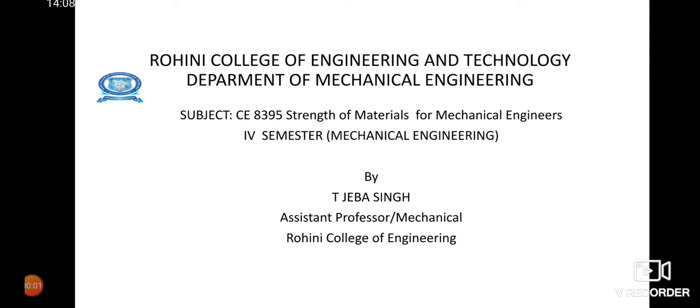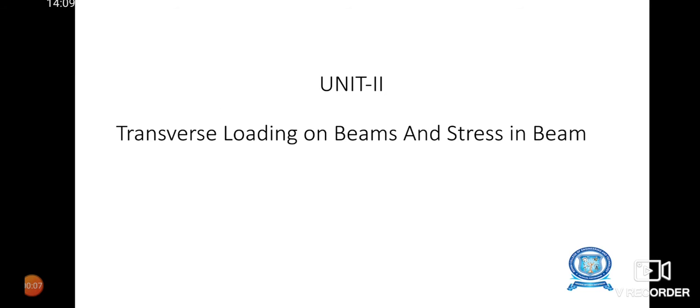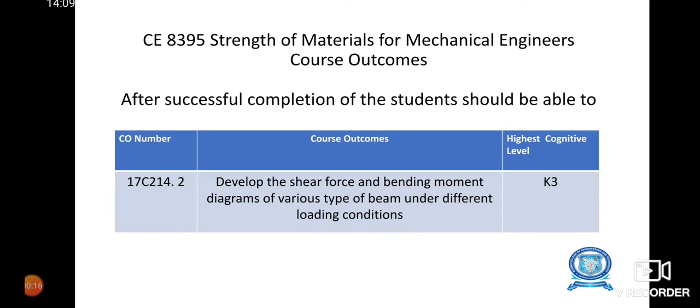We have discussed the subject CE 8395 Strength of Materials for Mechanical Engineers. Unit 2: Transverse loading on beams and stress in beams. This is the course outcome of this unit.